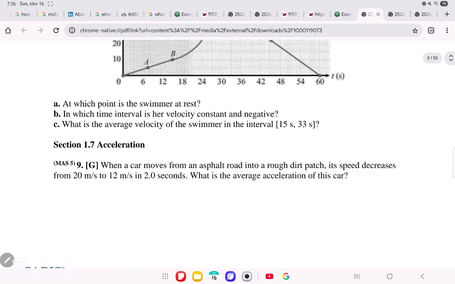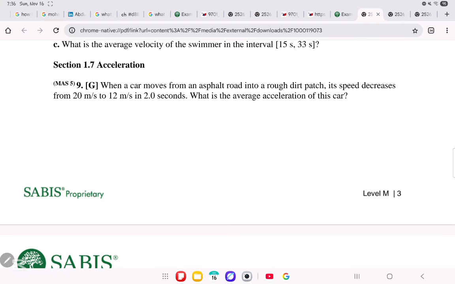We'll move on to section 1.7, question 9 grid. When a car moves from an asphalt road into a rough dirt patch, its speed decreases. Whenever speed decreases or increases, what do we have? We have acceleration. From 20 meters per second to 12 meters per second in 2 seconds. What's the average acceleration of this car?